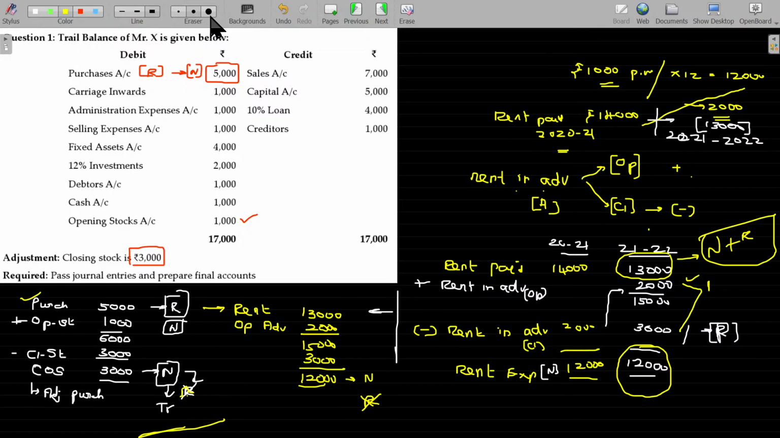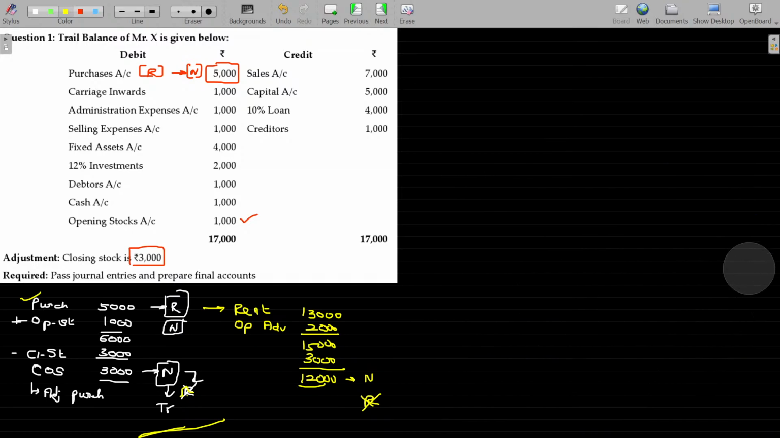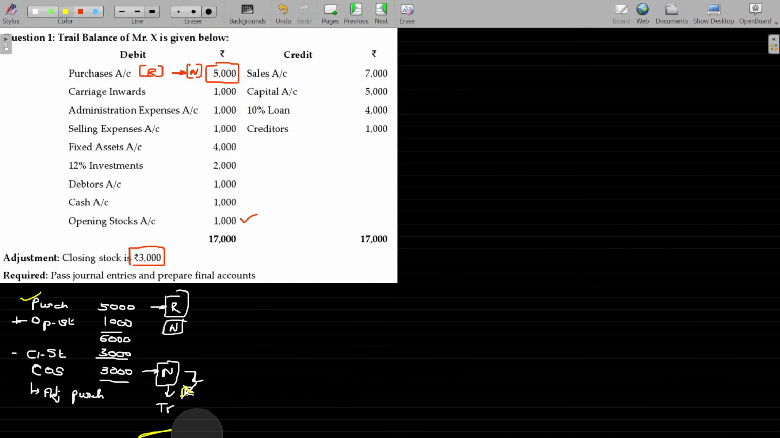Now, how do I pass the journal entry for this? Let's see here. All these things are easy to remember now. Purchases is either a real account or a nominal account, but adjusted purchases, which is nothing but purchases after the adjustment of opening stock and closing stock, named as cost of sales or adjusted purchases, should always be a nominal account transferable to the trading account. Only this amount is transferable to the trading account.